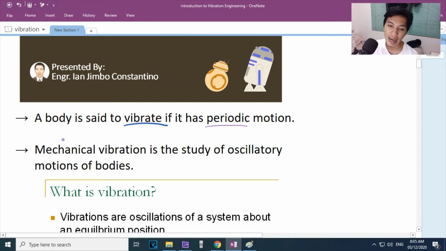What about mechanical vibration? It is the study of oscillatory motions. Vibration is synonymous with oscillations. When we say oscillatory body, it is a vibrating body which moves in a periodic motion.